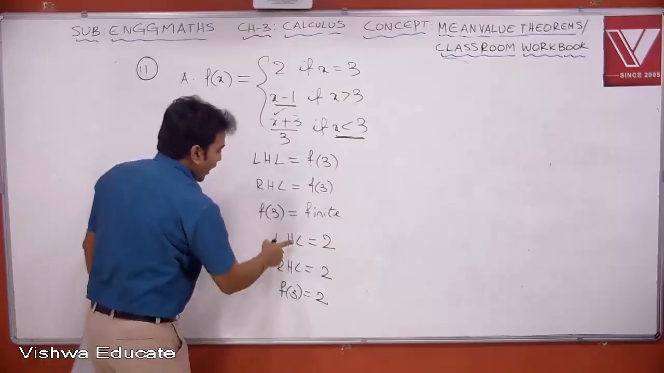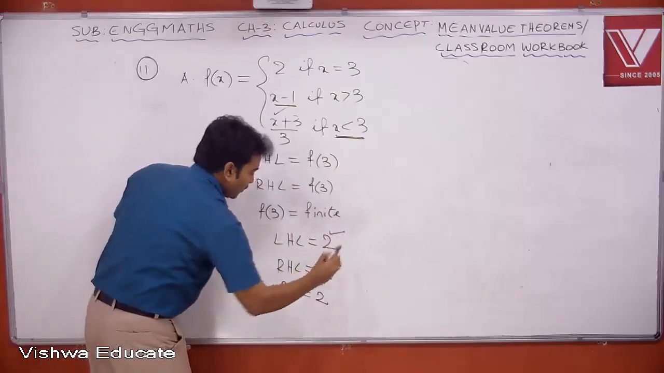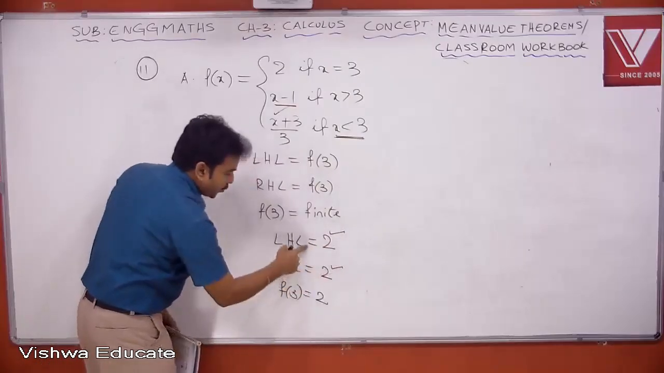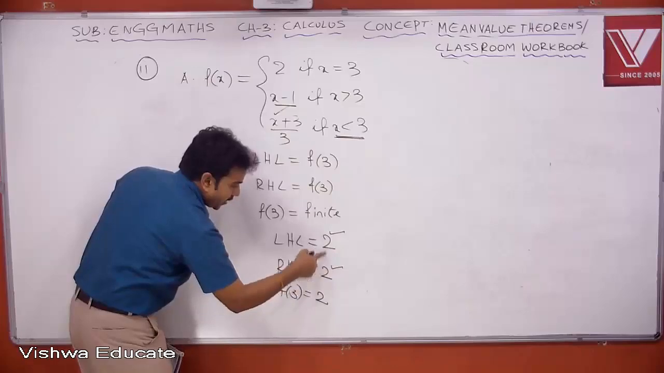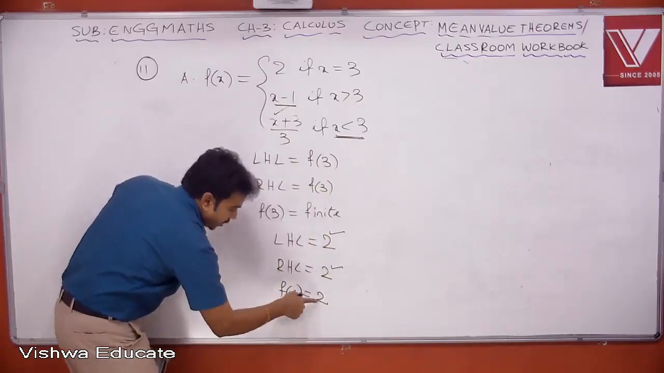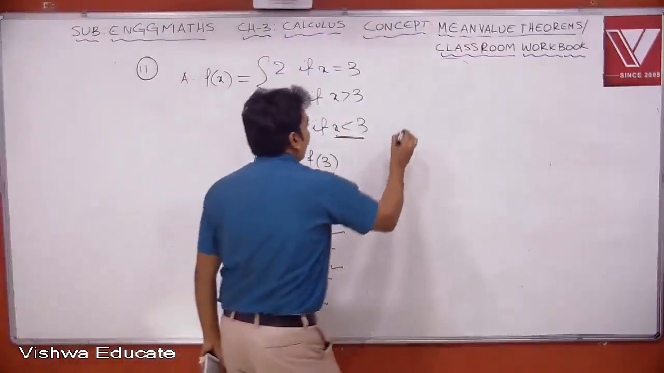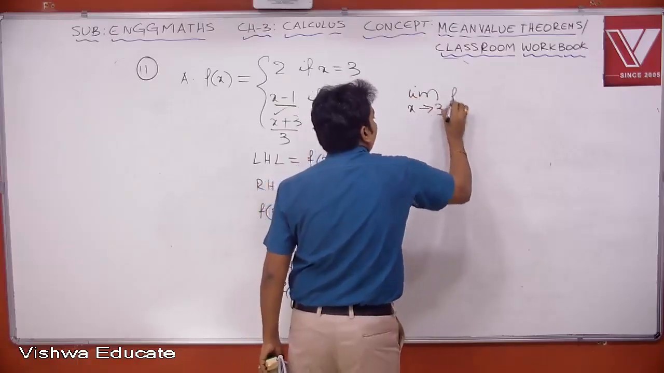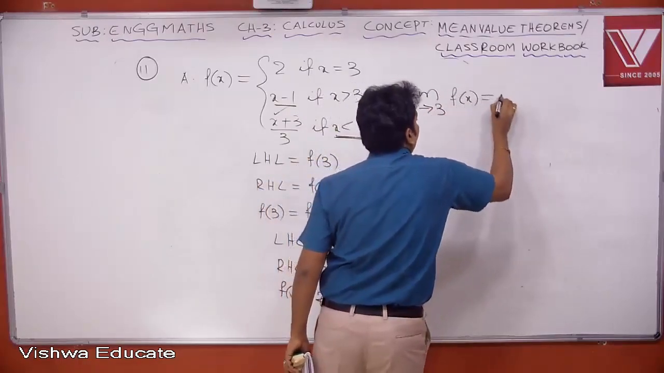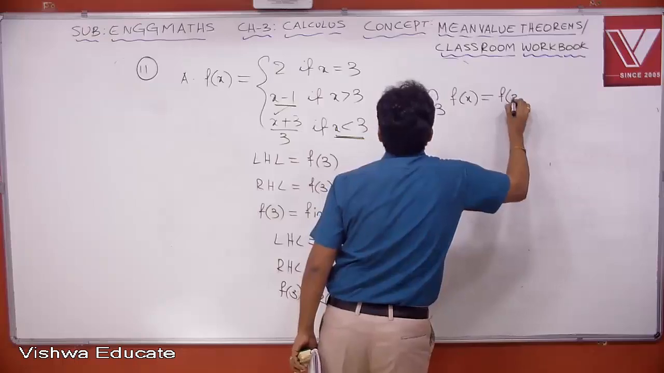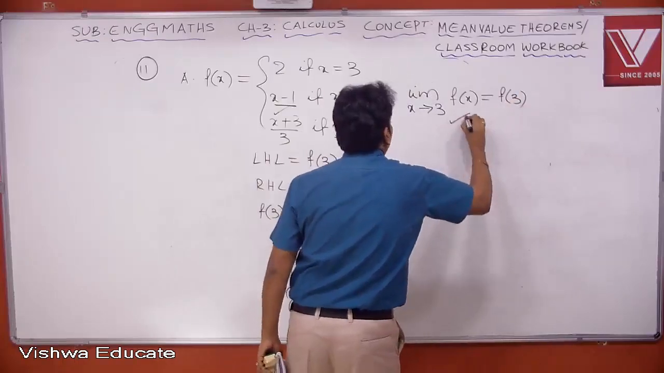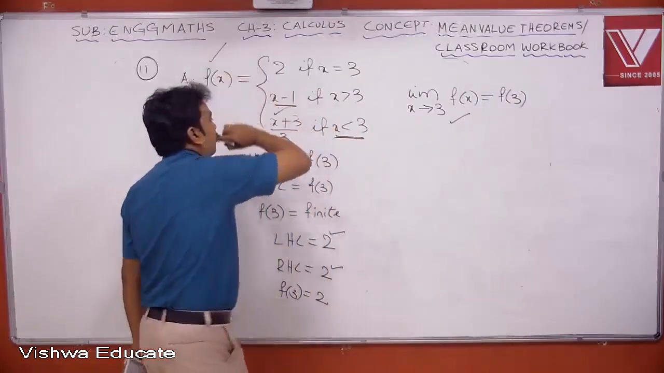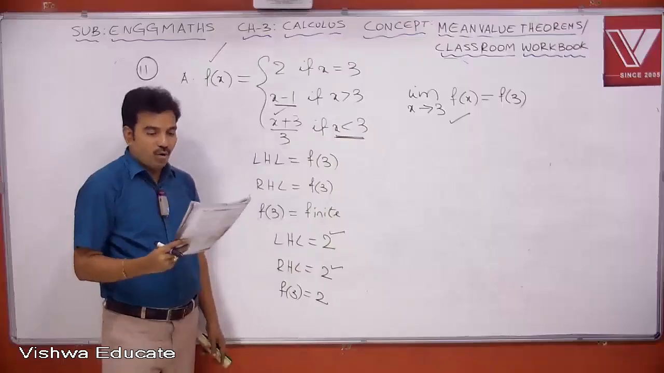So LHL value is 2, RHL value equal to 2. So the limit value exists, both are finite numbers, and that is equal to the functional value. Therefore, limit x tends to 3, f of x is a finite value and this is equal to f of 3. Therefore option A is a function which is continuous at x equal to 3.